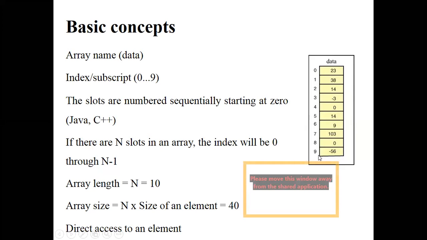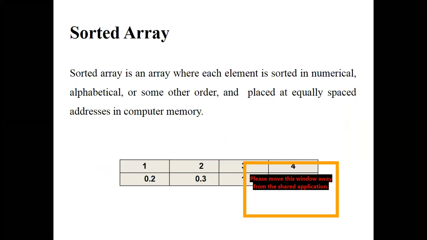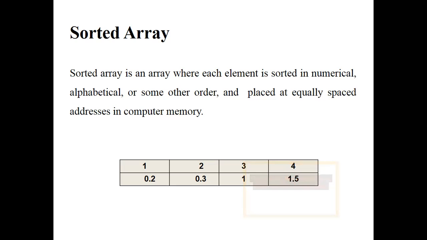However, because it's only 10 elements here, and if there are 1000, 10,000, 50,000, 1 lakh, 100,000, 200,000, then it will be very hard for you to get the data specifically. So sorting the data, a sorted array, is also important. A sorted array is an array where each element is sorted numerically, from lower value to upper value, or alphabetically, A, B, C to Z.